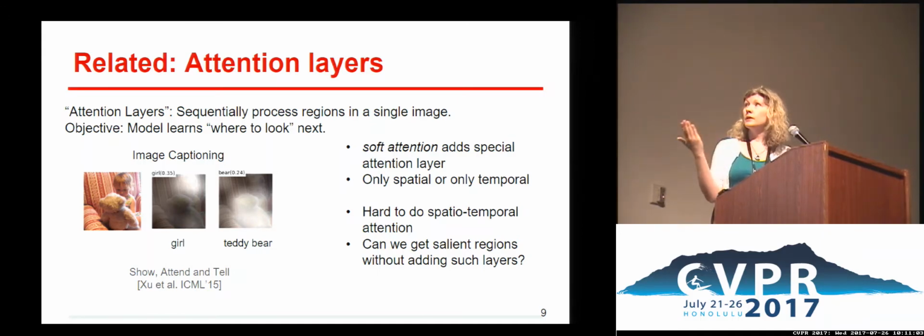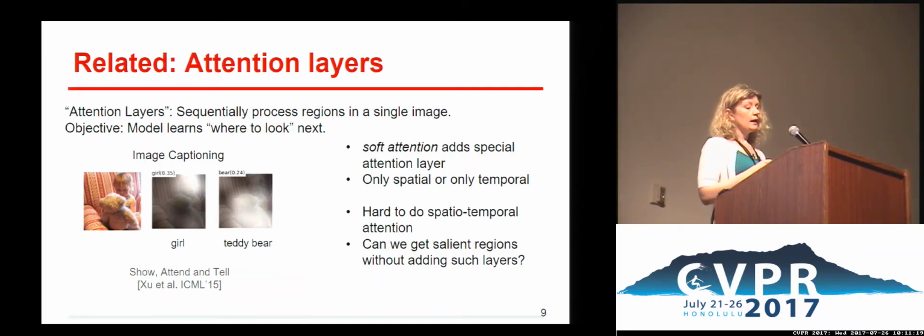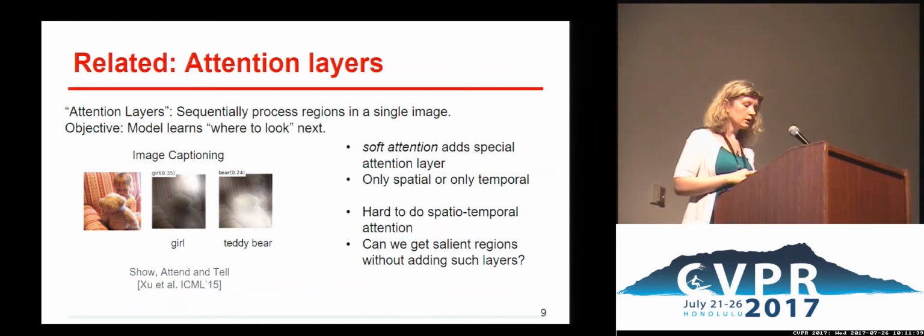And this is very related to what's known as attention layers or soft attention models, which add special layers to a network that sequentially process regions in the input image and learn which regions to look at using this attention layer. This was proposed by Xu et al. at ICML 15 as a model called Show, Attend, and Tell, and has been used fairly extensively to add an attention layer to various networks.